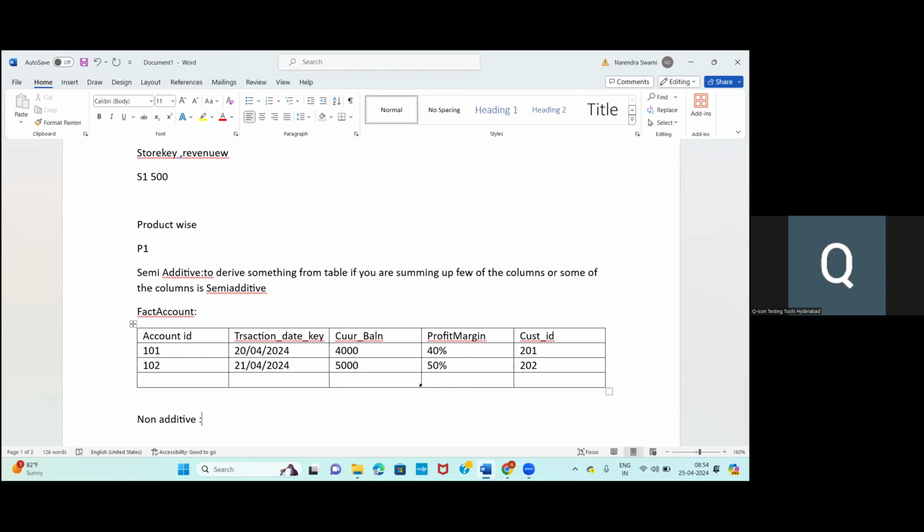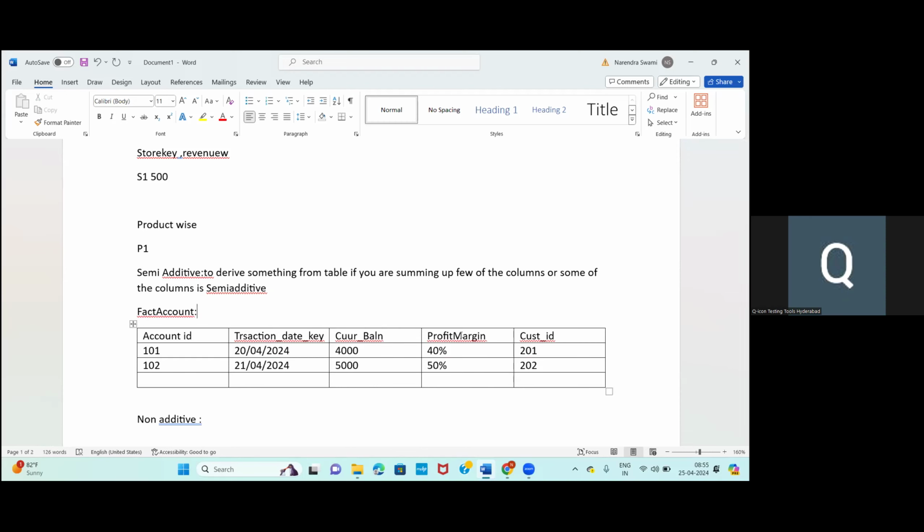Okay, if we are using all the columns, it is additive. If you are using some of the columns, it is semi-additive. If we are using only one column, that is called non-additive. Okay, so this is what facts are. How we are going to deal with the facts, and what types of facts are available in that fact table. Based on the type of facts, how we are going to derive things or make future estimations.